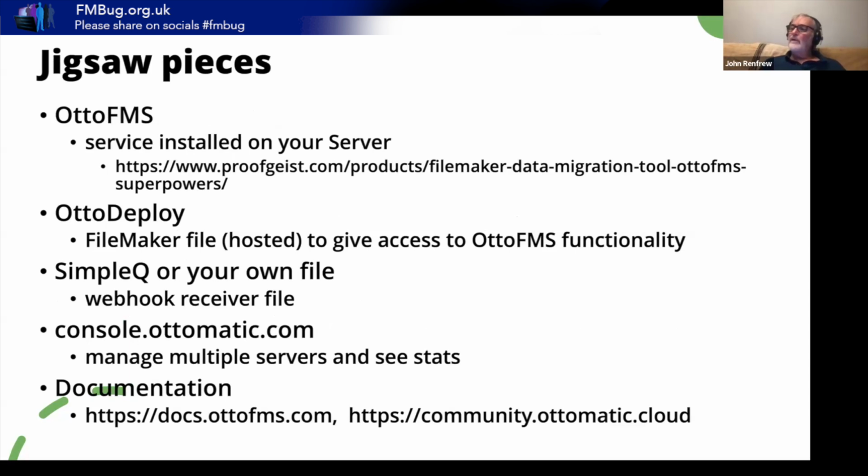Simple Queue is their file for handling webhooks, but you don't have to use that. You can absolutely use your own file to do that. I'll show you that in action. And then finally, a website, console.automatic.com, where if you have multiple servers, you can aggregate being able to work with them all.